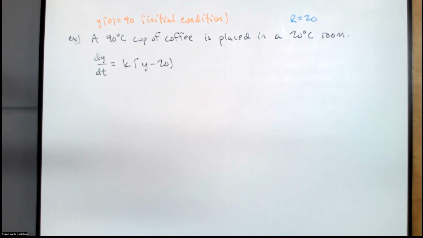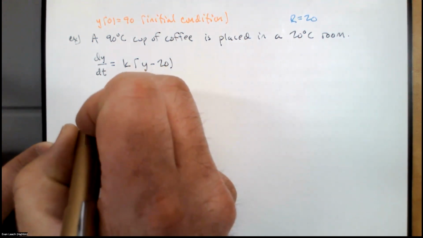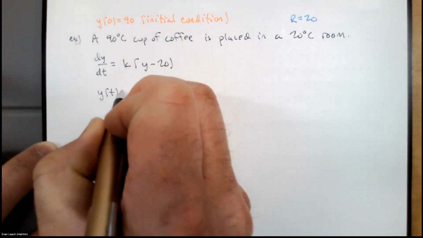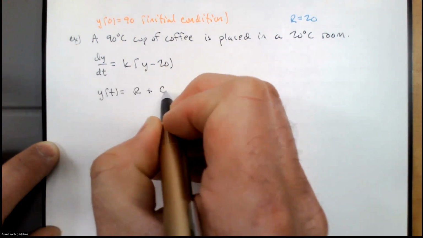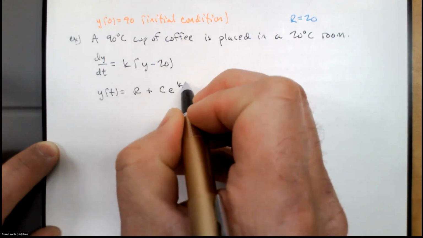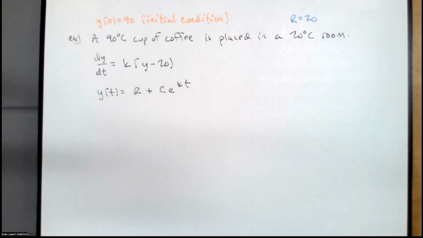This is the information that we have now. We know this equation is separable and it leads to the general solution, y of t is r plus c e to the k times t. The initial condition says that y of 0 is equal to 90, and that's going to tell us about the value. Oh, well, we have an r.